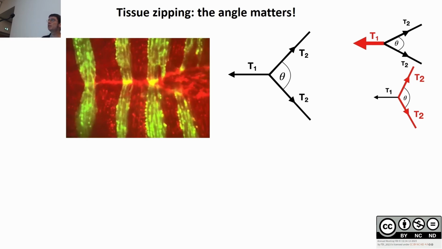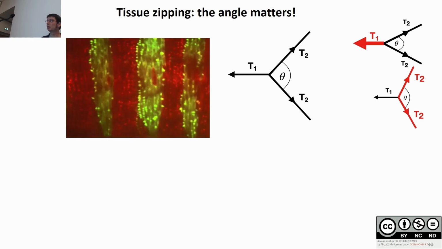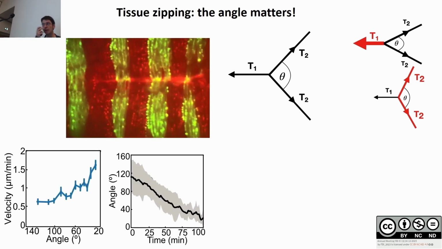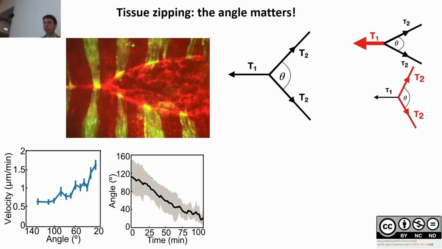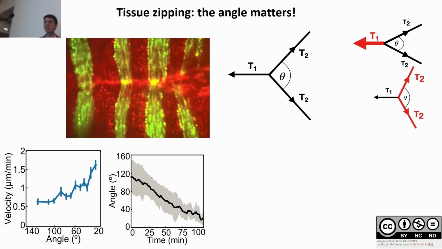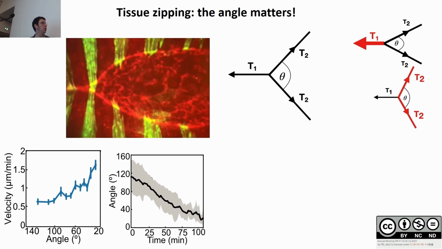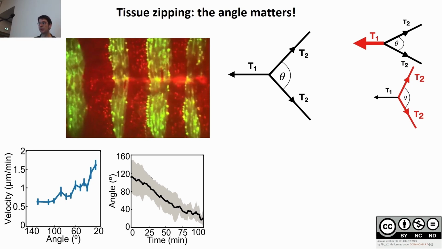And if T1 is big, then the angle is small. If T1 is small compared to T2, the angle is big. Okay, so that was our first hypothesis. So what we did is measure the angle-velocity relationship. And indeed, if the angle is small, we have fast zipping. If the angle is big, we have slow zipping. And over time, the angle is reducing.